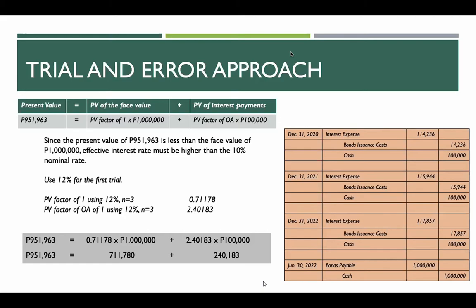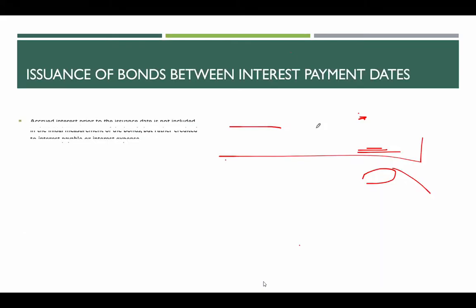Okay? So if you do not have any question on this part, we will continue on the next slide, issuance of bonds between interest payment dates. Okay? So issuance of bonds between interest payment dates, meaning the bonds were issued, for example, the date of your bond is January 1 and the payment of interest will be on June 30 and December 31. Is June 30 or May 31? Okay, June and December are the interest payment dates.